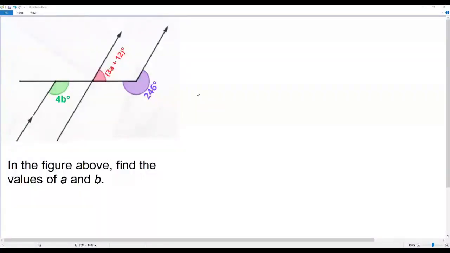Here we have a geometry problem. In the figure above, find the values of A and B. So in the given figure, we have to find the value of A and B over here. Now when I look at the figure, I can see the three markings on the three lines over here. So what do these three markings indicate?